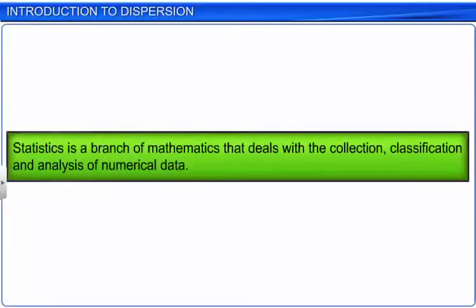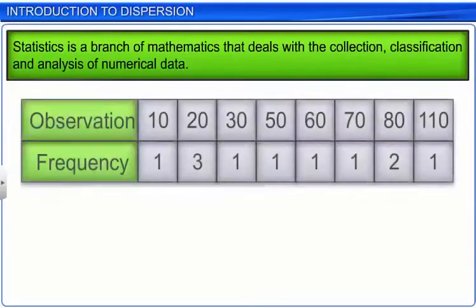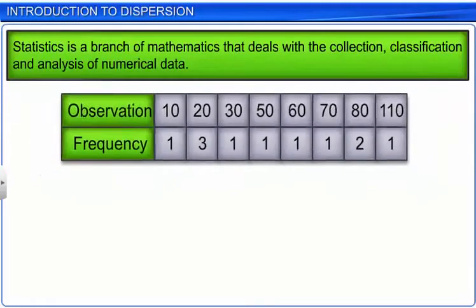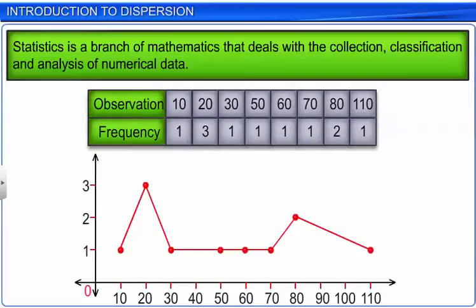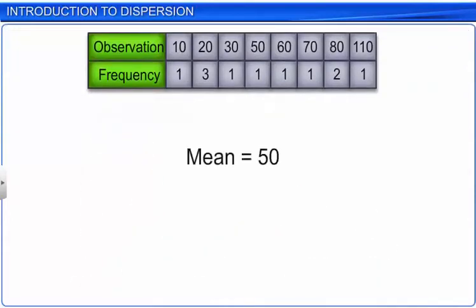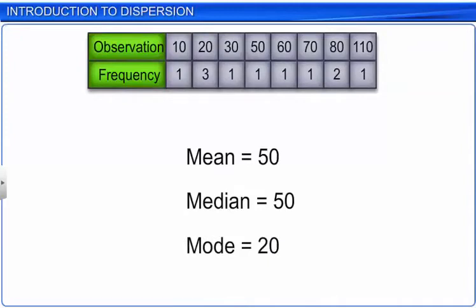Statistics is a branch of mathematics that deals with the collection, classification, and analysis of numerical data. We know the methods to represent data graphically and in a tabular form. We also know different methods: mean, median, and mode, to determine the central tendency of a collection of data.